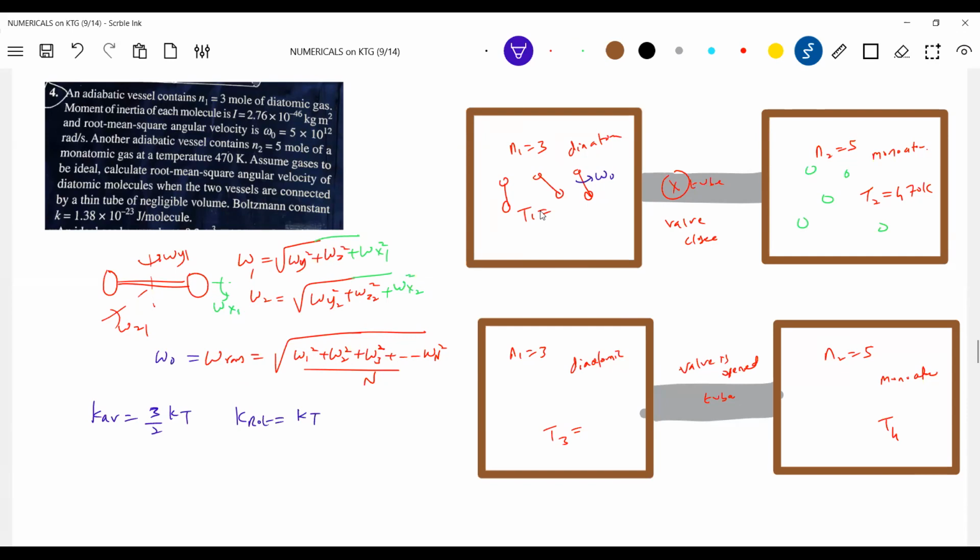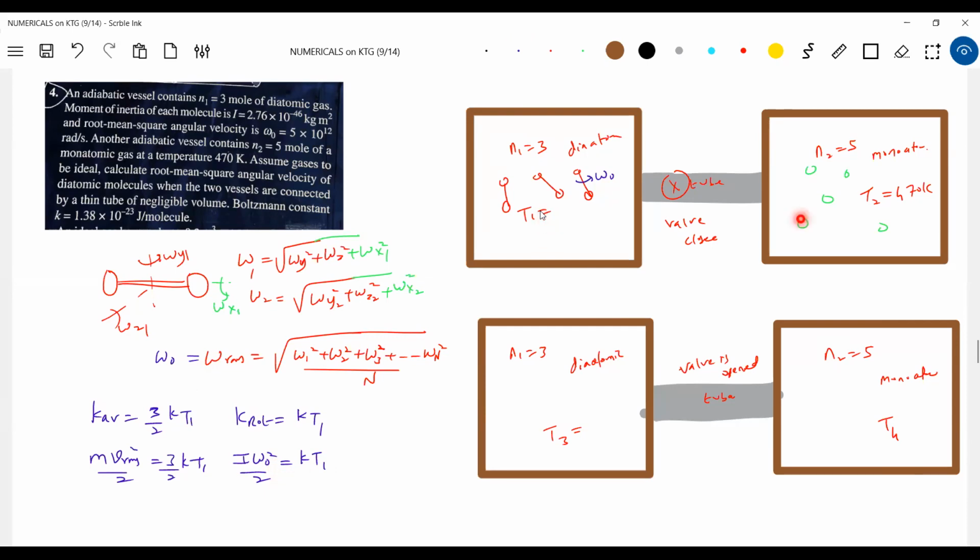So what do you mean by average translational kinetic energy? Mass of molecule, V RMS square by 2. What do you mean by rotational kinetic energy? Moment of inertia times omega RMS square by 2. This is the meaning. So with this, what will happen? We can calculate the temperature, if they give the root mean square angular velocity omega RMS only, which I'm writing as omega naught. So I think you are able to understand now. So with this, I'll get the temperature T1. Fine.